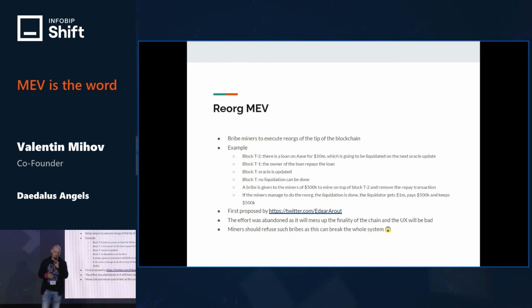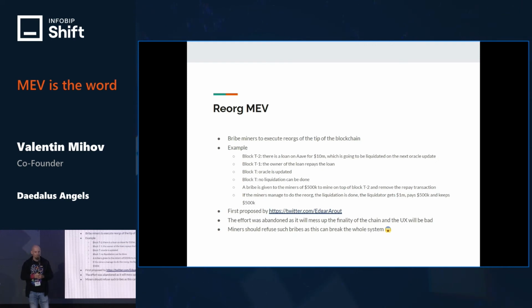And one very interesting example in DeFi is how you can exploit this with lending and borrowing. Imagine that you have a loan for $10 million on Aave, and it's going to be liquidated on the next Oracle update. So it's right on the edge of being liquidated. Now, just before the Oracle update, the owner of the loan comes in and repays it. So now it's safe. And then the Oracle update happens, and everything is good.